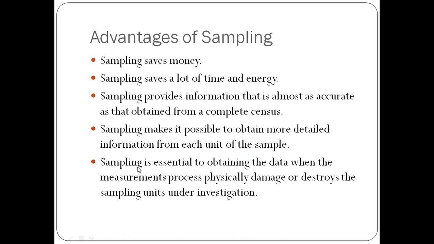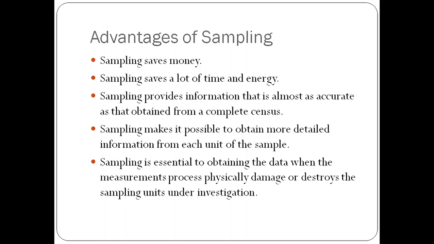Then sampling is essential for obtaining data when the measurement process physically damages or destroys the sampling units under investigation. So sampling is essential because it is the only way to collect the information when physical damage will appear. Now, how will physical damage appear?